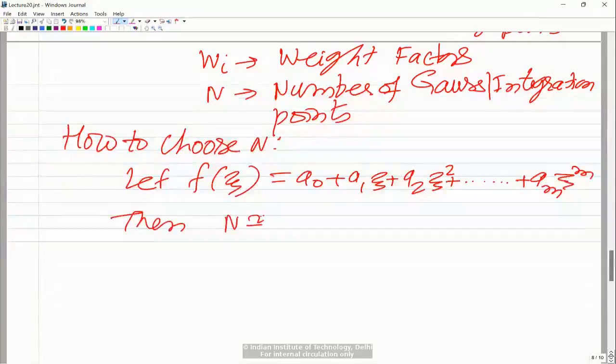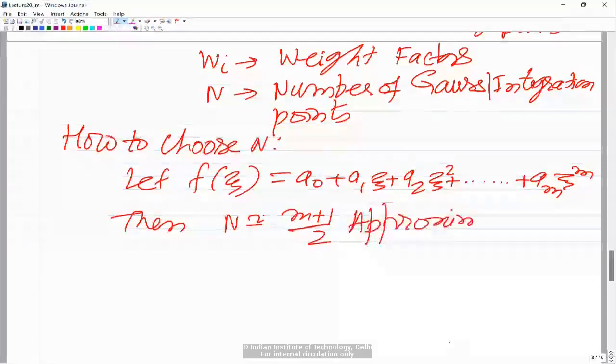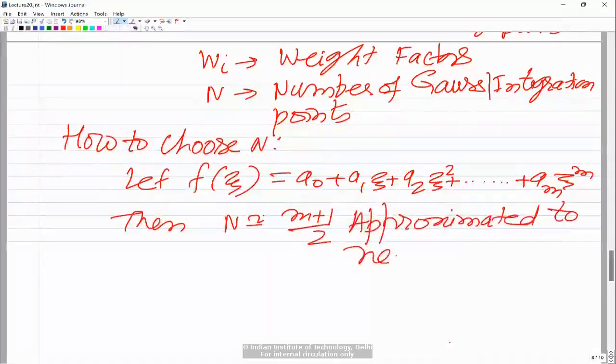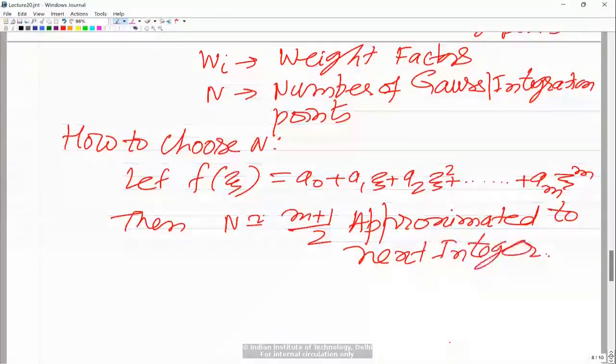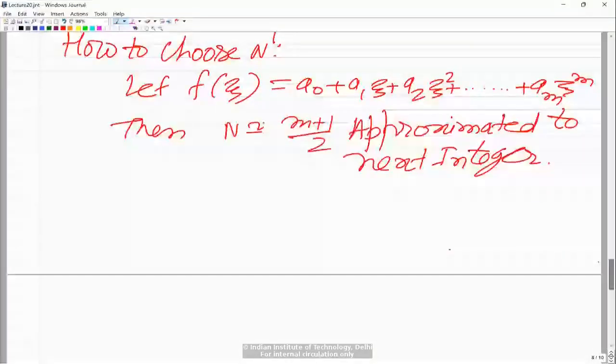The n is approximately taken as (m plus 1) by 2. Sometimes when you do this (m plus 1) by 2, it may come out as a fraction, so we approximate it to the next integer. So this is how we choose n. And depending on n, we need to know what are the values of xi I and wi. These are available, there are subroutines available, and the derivations are there to get this.